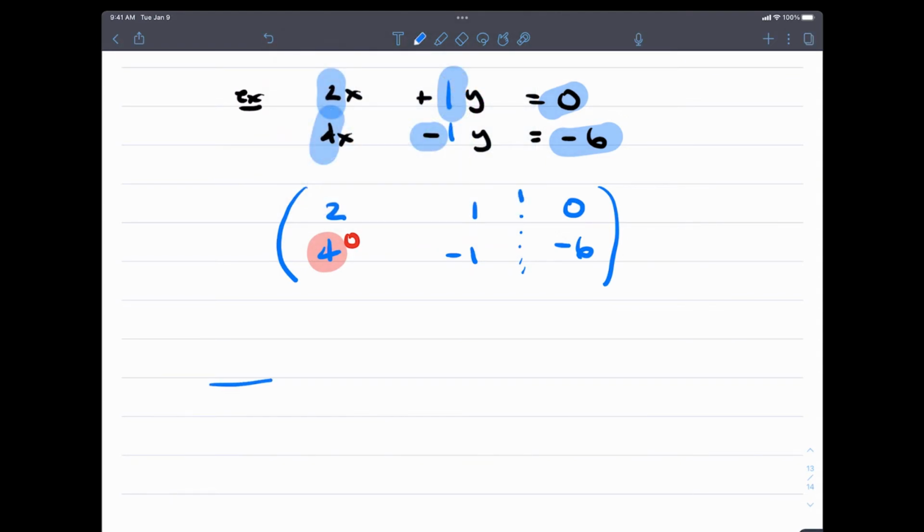You want that portion to be 0. Does anybody want to tell me, what do I multiply to row 1 and add to row 2 to get a 0 there?